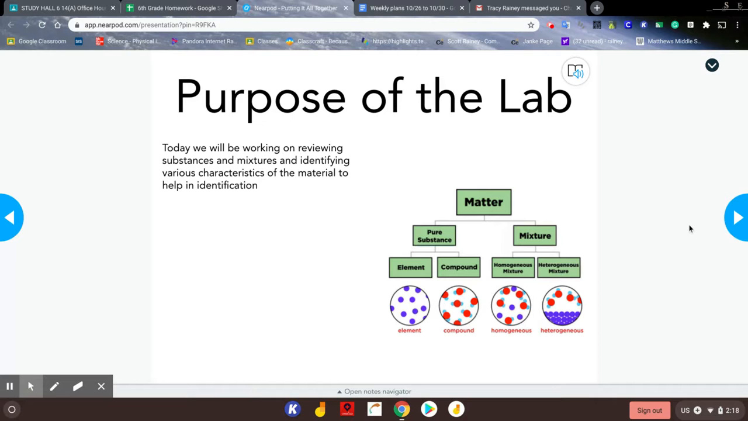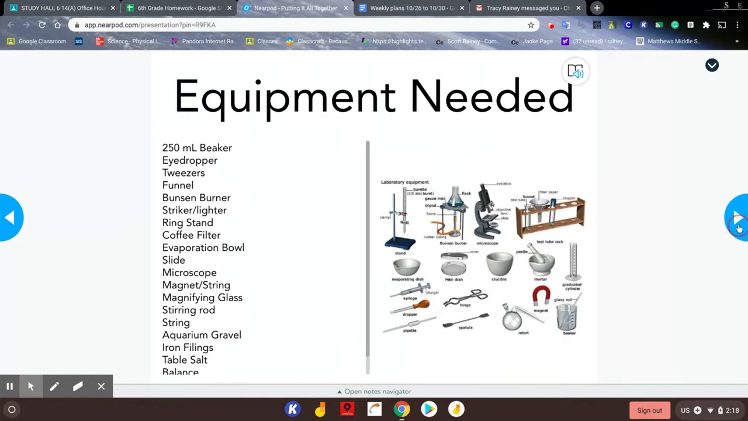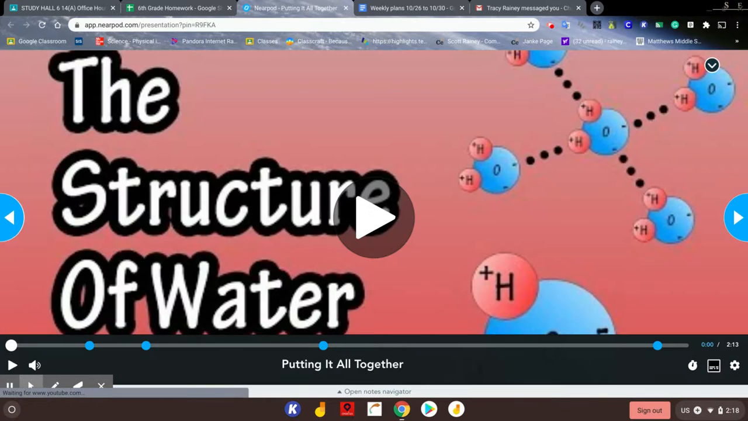Today, we're going to be working on reviewing the substances and mixtures and identifying various characteristics of the material to help in the identification. Need a lot of equipment. We started off with our first ingredient, which was water. So let's go ahead and start talking about water.